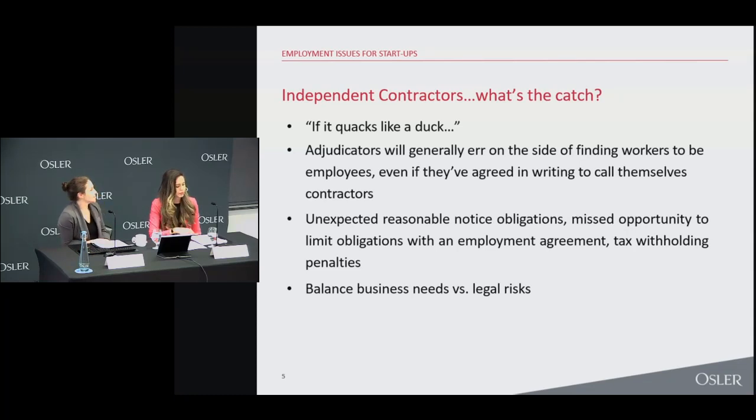So I like to use a smell test. If it walks like a duck, swims like a duck, quacks like a duck, it's a duck. You can look at legal tests all you want, and Summer went over one. The CRA uses a similar test. It really depends on who's looking at this. But ultimately, it's a bit of a smell test.